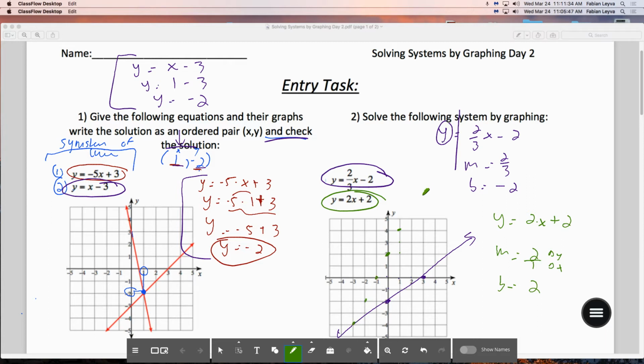That's why it's helpful to draw your graphs from one end to the other end because you can see where they intersect a lot more clearly. Or just use a ruler too.